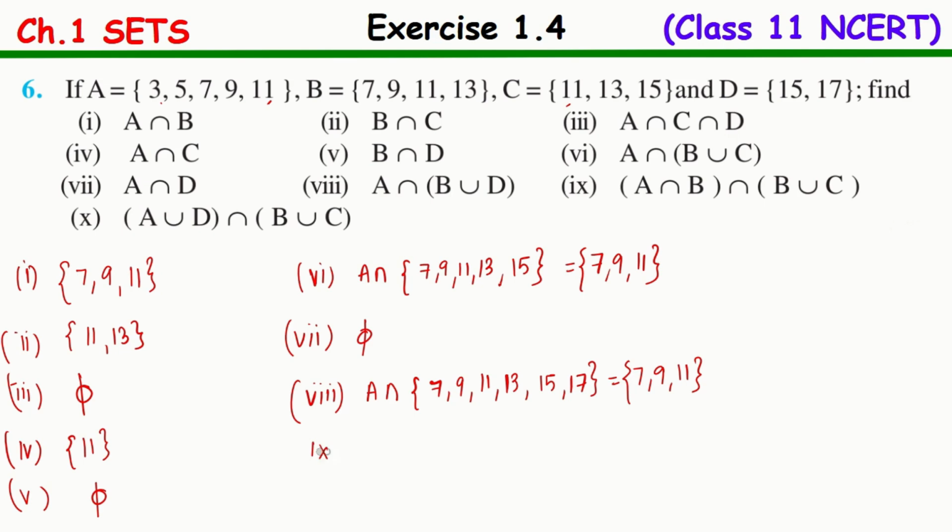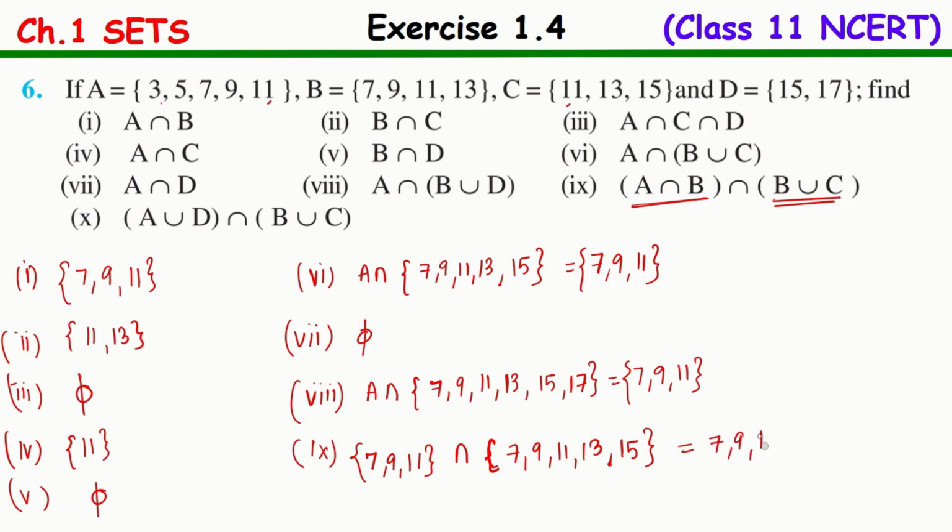Then for the ninth part, first of all we have to find A intersection B. So let us write the common elements of A and B. The common elements are 7, 9 and 11. Then we have to find the union of B union C, all the elements of B as well as C. So let us write all the elements of B: 7, 9, 11, 13, and then C: 11, 13 already written, then we have 15 left. Now between these two sets we have to find the intersection, meaning the common part. So common here is 7, 9 and 11.